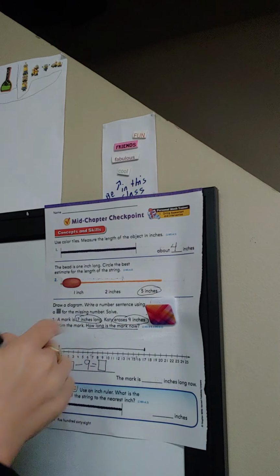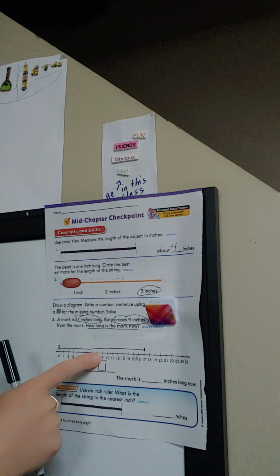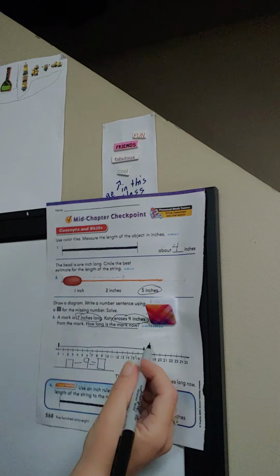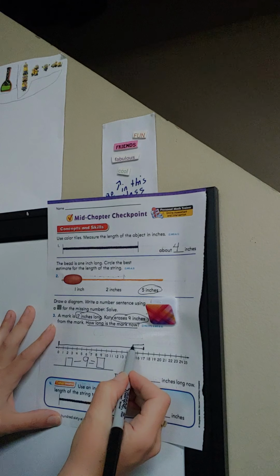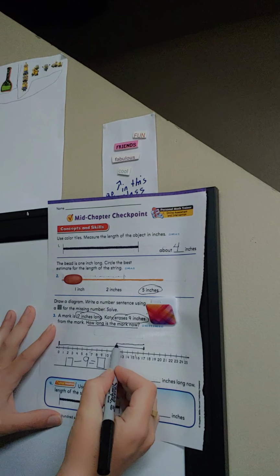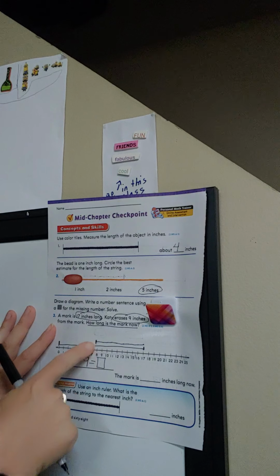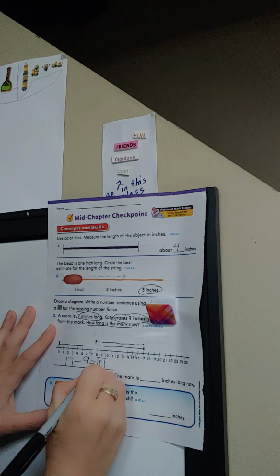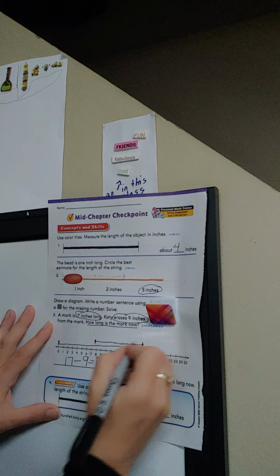And if we're subtracting, that's what we said, we have to start at the 17 and count backwards. Okay? So let's do that. We're going to go back 9. 1, 2, 3, 4, 5, 6, 7, 8, 9. And where did we land? On the 8. So the mark is 8 inches long now.